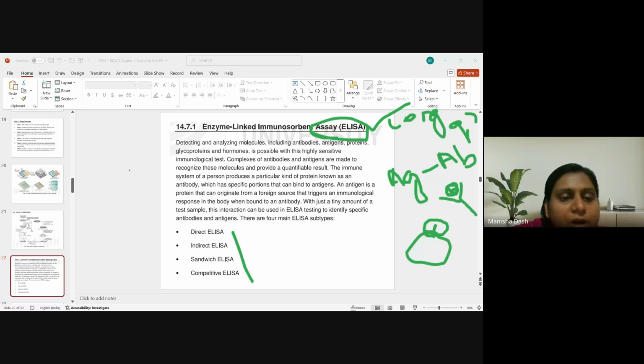Remember first that ELISA is an abbreviation for enzyme linked immunosorbent assay. There are different types of ELISA techniques. Broadly 4 types are discussed: direct ELISA, indirect ELISA, sandwich ELISA and competitive ELISA. Let's see what each type of ELISA is.